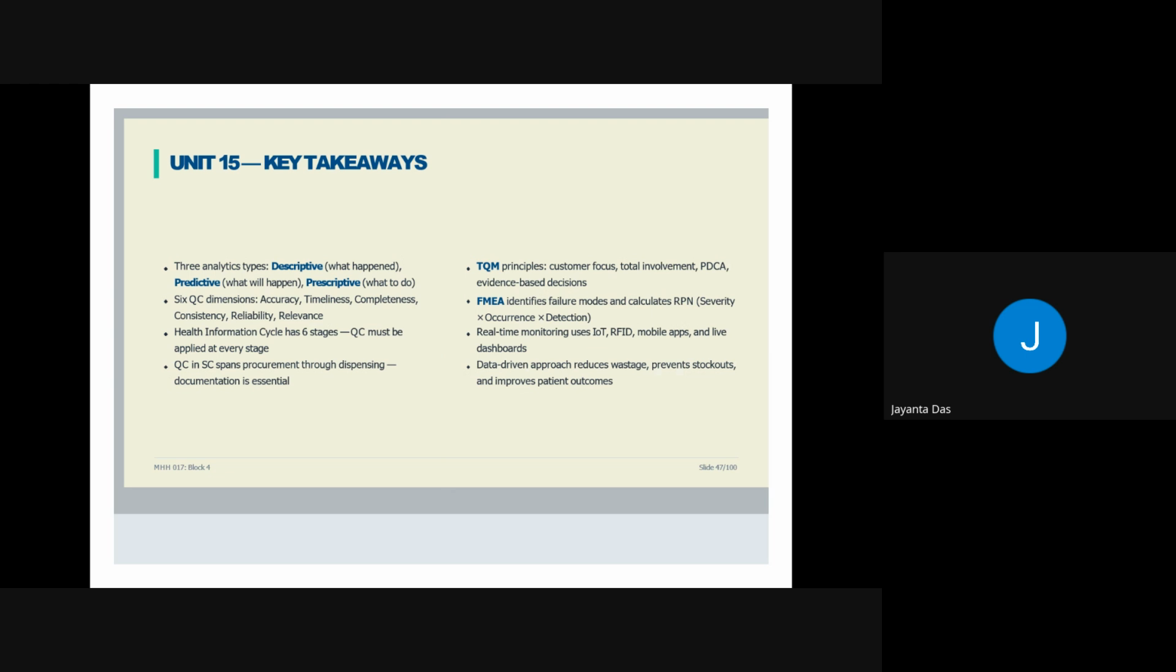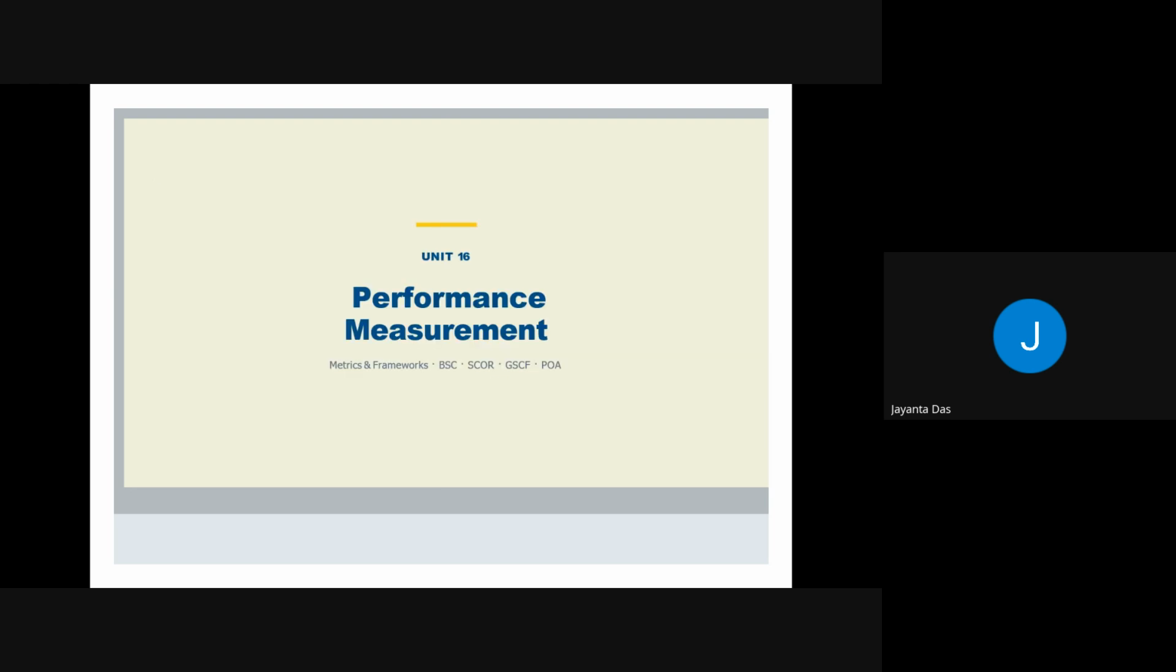So now I'm going into the key takeaways. That is the three analytical approaches: the descriptive, predictive, and prescriptive ones. We need to take care of total quality management, and we need to find out the FMEA things. Then coming to performance measurement.